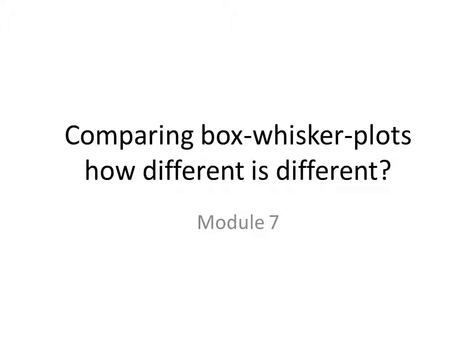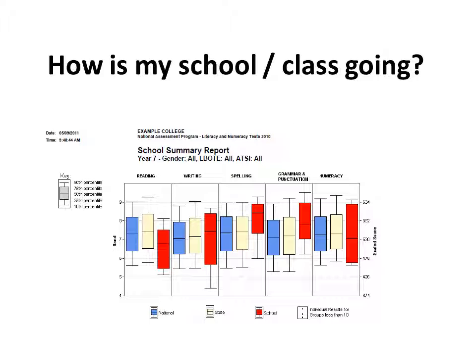Suppose we are comparing two box and whisker plots. How can we decide if one group's results are sufficiently different to another group's that we should pay attention to this difference? This issue arises when we want to compare classes, or how our school compares to the state.